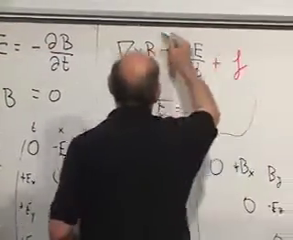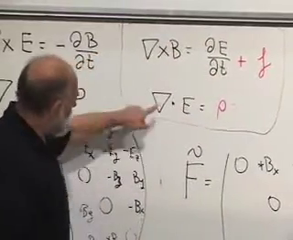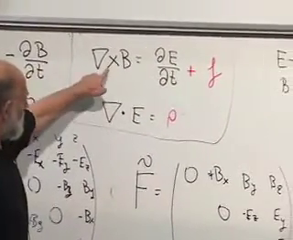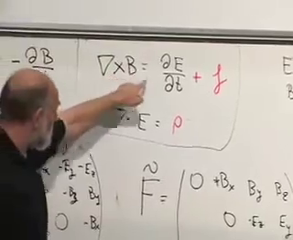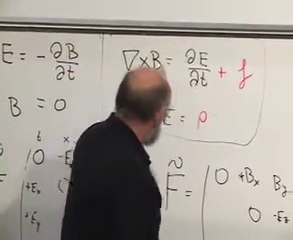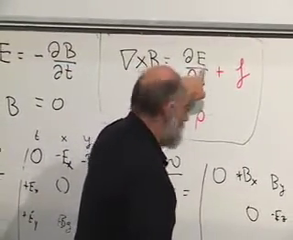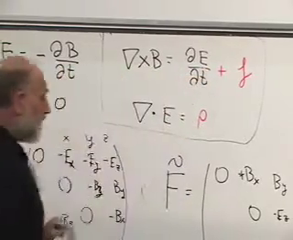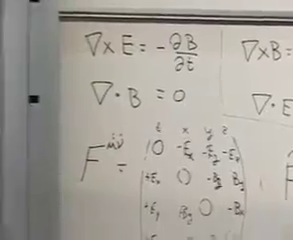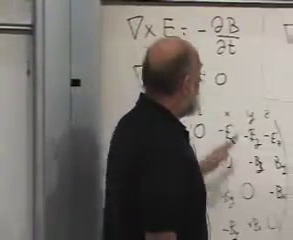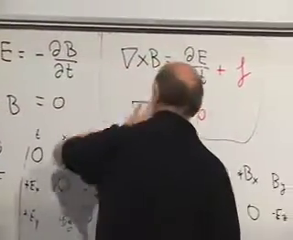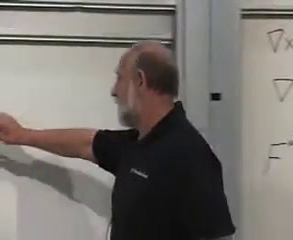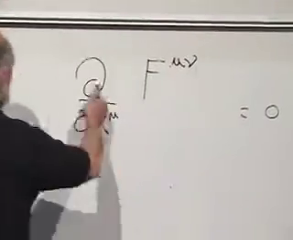Why do I say there are 4 equations here? Here's 1, and now there are 3 components of this vector equation. This is a vector equation. There are 3 components, Ex, Ey, and Ez. 3 components here, 1 here. Those are 4 components. Let's actually check that these 4 equations are what we get from this. It's not hard. We just write it out.